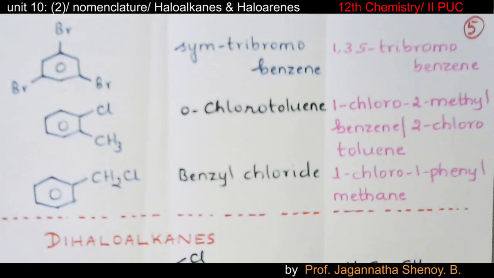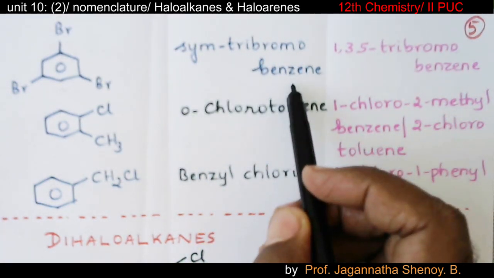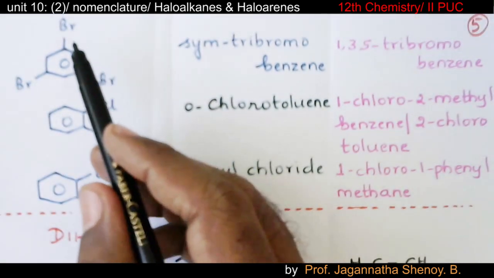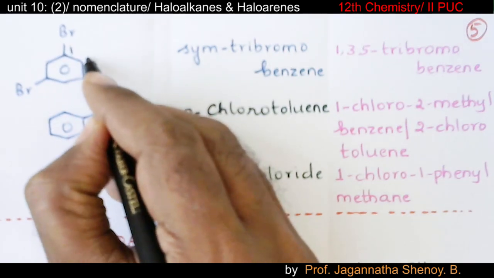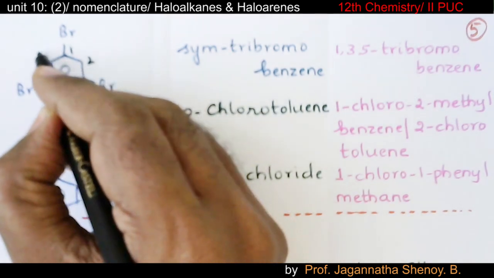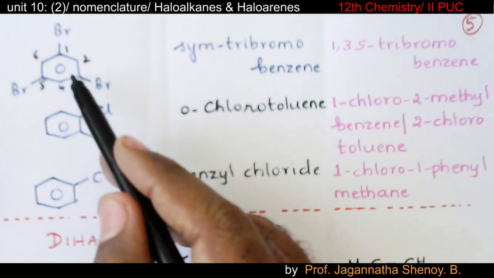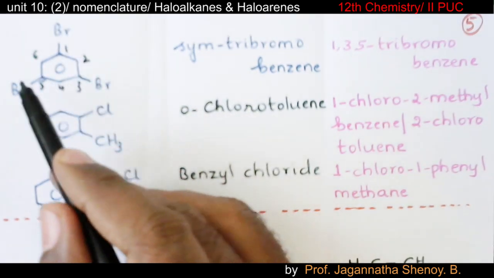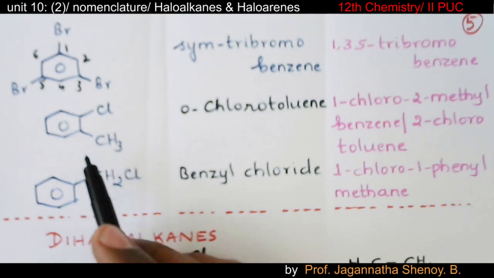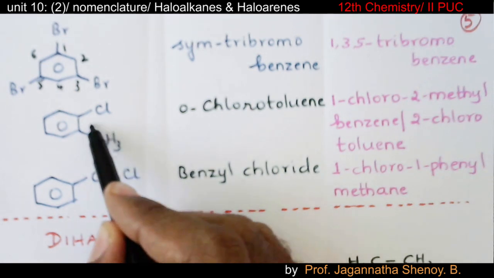Yes, this compound. You observe that there are 3 bromine atoms on the benzene ring and the molecule is symmetric. That's why the common name of this compound is symmetric tribromobenzene. And what's the IUPAC name of the compound? It's 1,3,5-tribromobenzene. 1,3,5-tribromobenzene. Going to the next example. If you consider only this part, this is nothing but toluene.